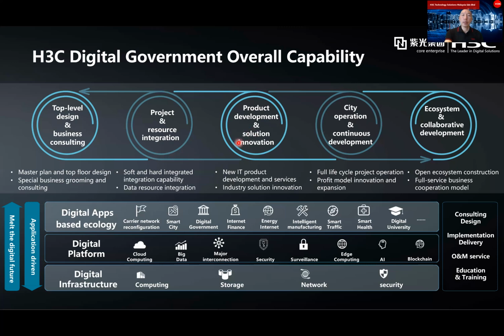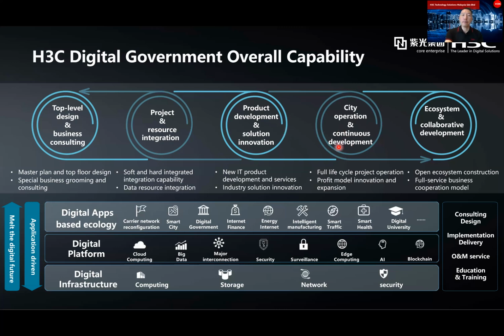The third capability for the government is product development and solution innovation. We are talking about when we have the infrastructure, the data itself can self-generate new products or new solutions. In this process, we must enable the team to have the capability to further enhance and further develop. This kind of innovation process and capability is very important to make the overall digital transformation process a success.